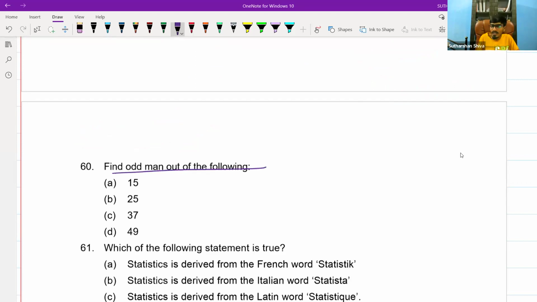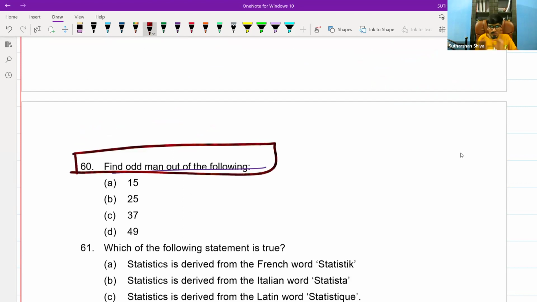Find the odd man out. This is an interesting question which you can easily solve. They have simply given find the odd man out, with 4 options. How can I understand? Sir, everything is an odd number. That's one way, but that condition is not strong, right? If everything is an odd number, everything is correct. Suppose everything is an even number, that condition is also not there.